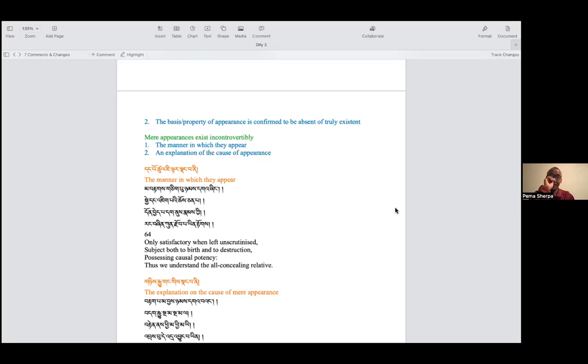When we say hand, that's where we are talking about imputation. We are imputing something on the particles and we call it the hand. Like we take 12 months, we impute one year on it and we call it one year. That's what is meant by phenomena existing by imputation. But the imputation needs to have a basis, and the basis here would be the different parts of the hand. That's why the hand is empty of the hand. The hand is just an imputation on the particles, because you cannot find the hand on the particles.